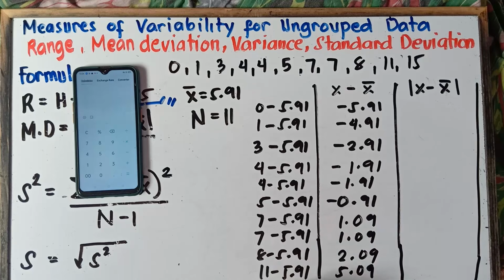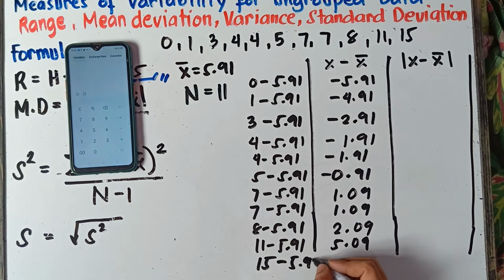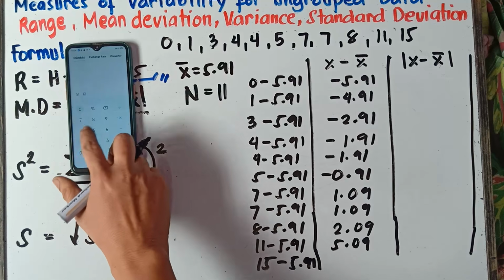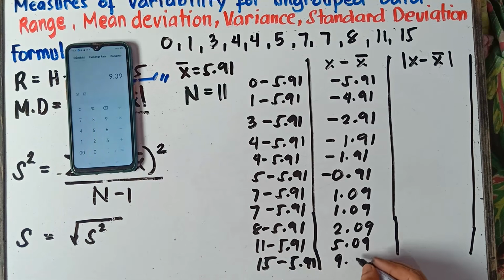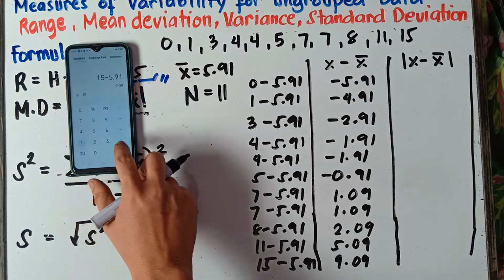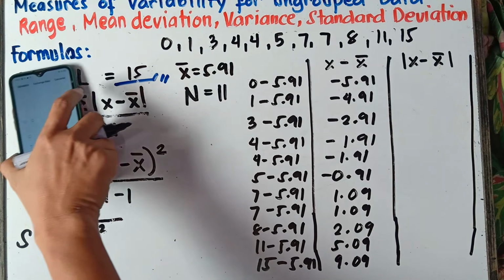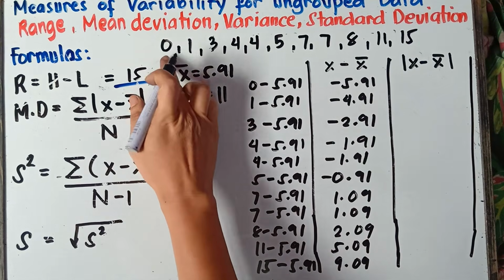And then last one, 15, we don't have enough space, class. So last one, we have 15 minus 5.91, that would be equal to 9.09. Alright, so once again, let's double check. 15 minus 5.91. You always double check your answer, class. Alright, so once again, class, first step, we subtract the sample by the mean.